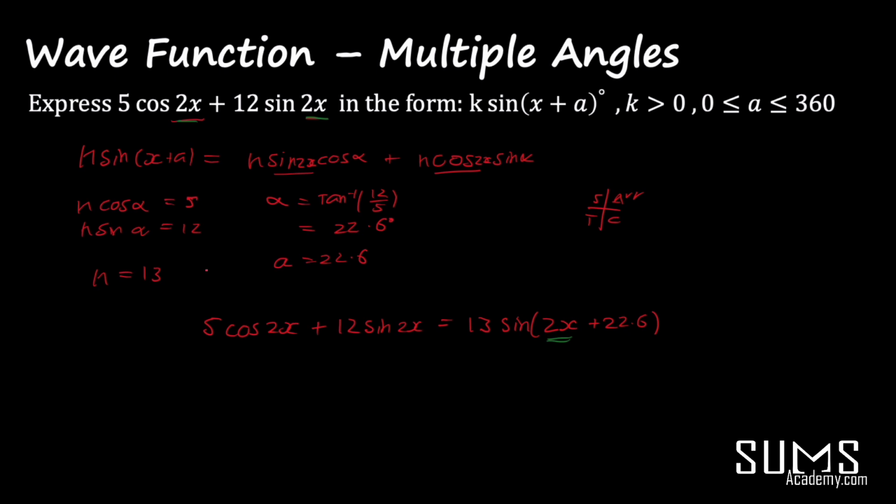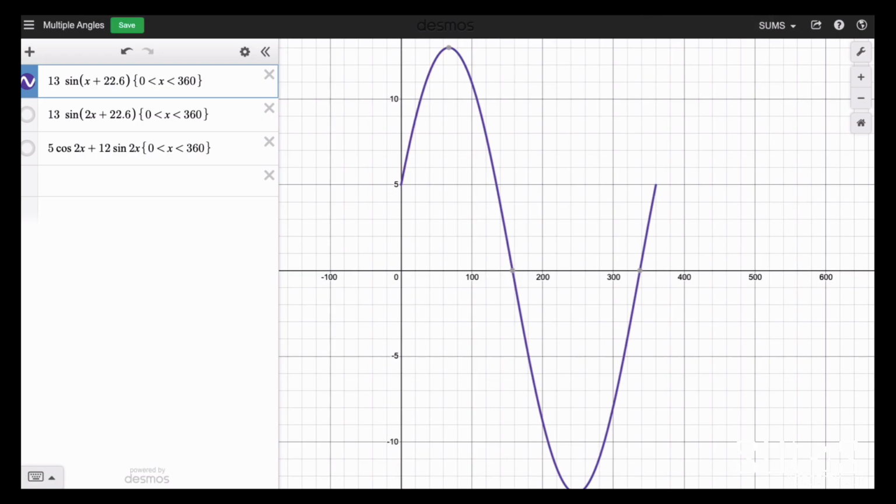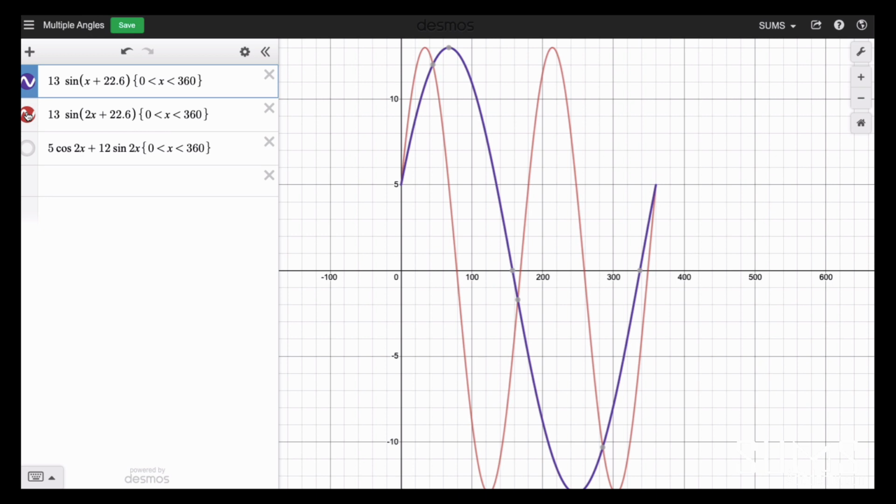I'm going to show you what this looks like on Desmos so you can understand what it means when there's a 2x. Here, I've got the graph of 13 cosine x plus 22.6. That's obviously not what we had in our question. We had the one beneath it, 13 sine 2x. So we're worried about the 2x. All this 2x does is it makes the wave repeat itself twice in the 360 degrees.